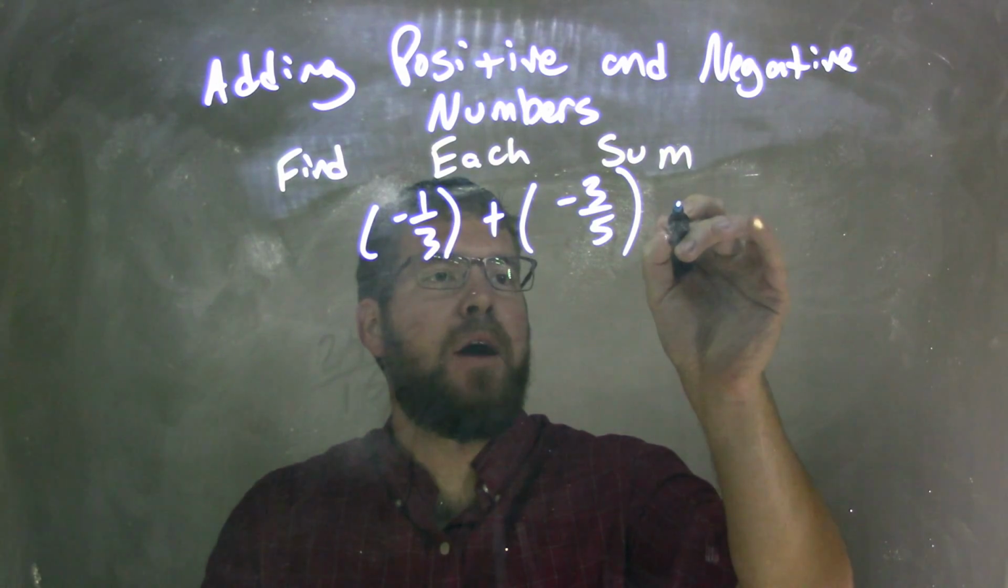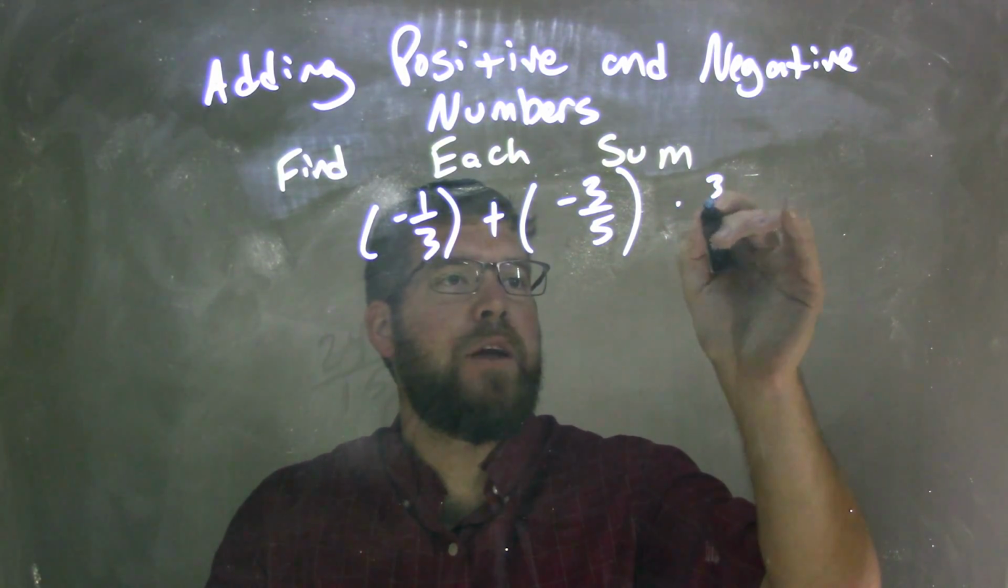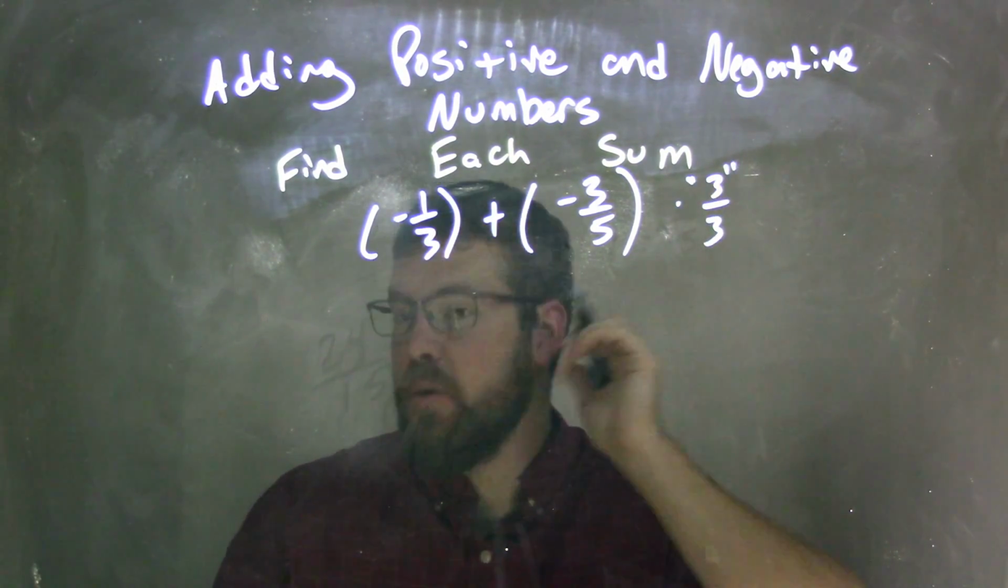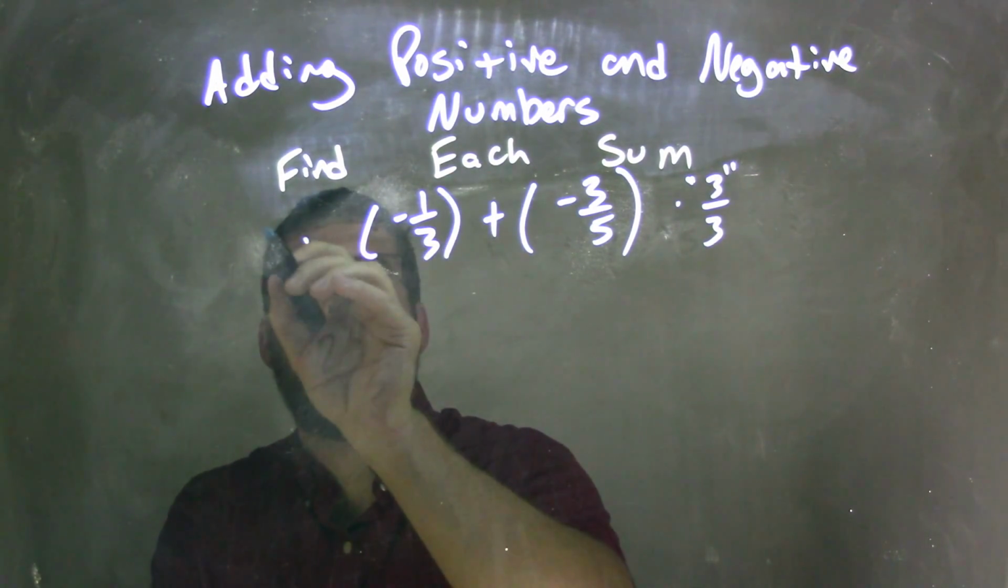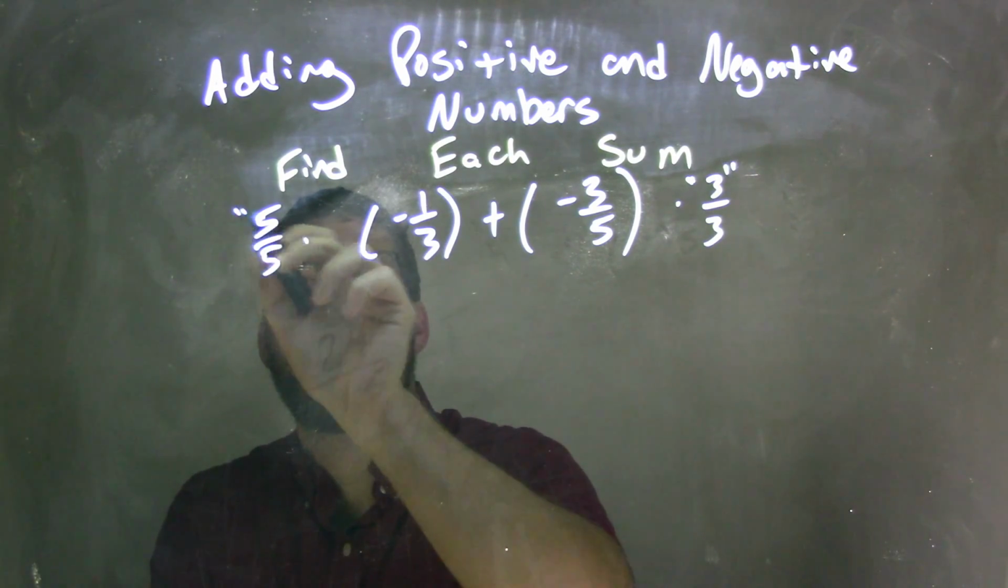Okay, so I'm going to multiply the right side here by 3 over 3 because 3 over 3 is essentially 1, and any number times 1 is itself. This side here, I'm going to multiply by 5 over 5.